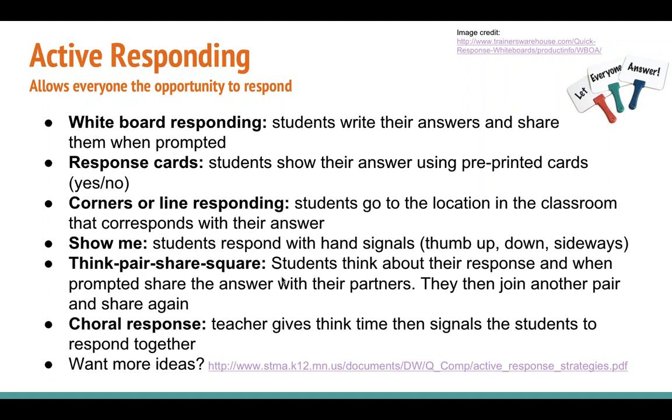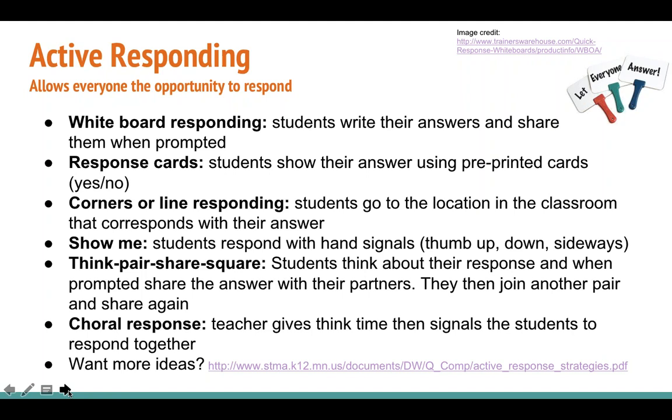You can do "show me." This is a really quick and easy way that I use all the time. Use their hands to signal. They can do it in front of them so that the other students are not looking, so it doesn't shame them if they get it wrong. They can answer by saying I agree, I don't agree, I'm not sure, with their thumbs up, down, and sideways. You can also do a quick formative assessment with this. Do you understand this? Yes, no, a little bit.